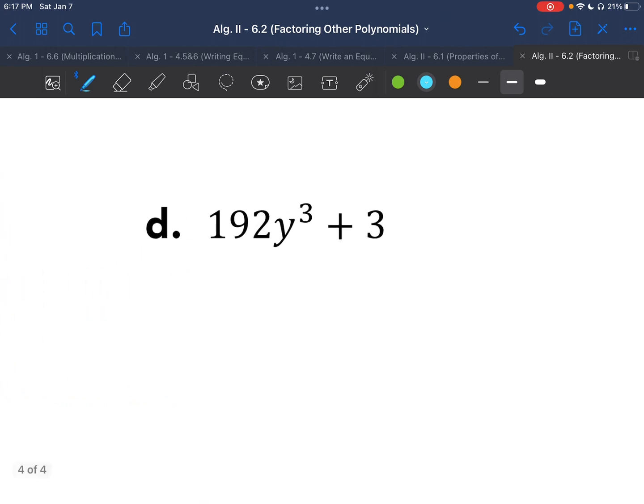192y cubed plus 3. Now, you might be thinking, okay, wait, what times itself 3 times is 192? And then you might realize, wait, nothing times itself 3 times is 3. So that might lead us to believe, hey, try out a GCF. And 3 goes into both. So then if we take 3 out, we're going to be left with 64y cubed plus 1.